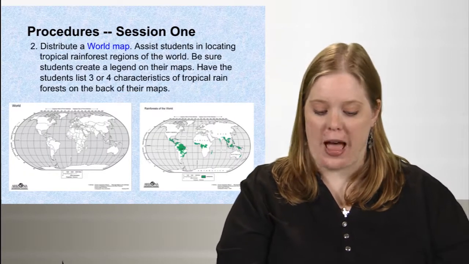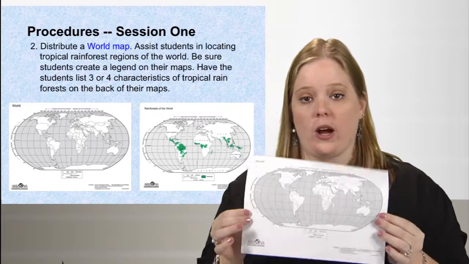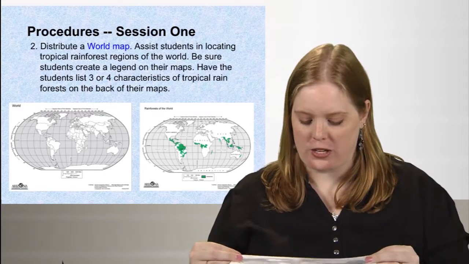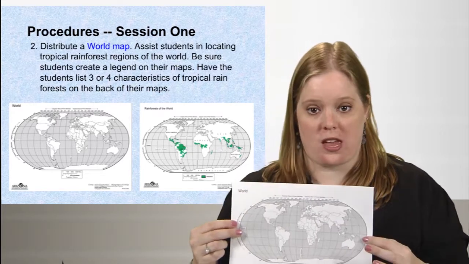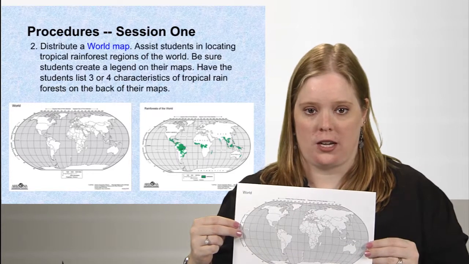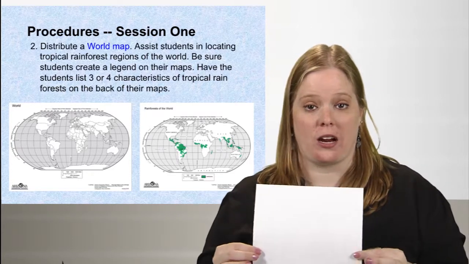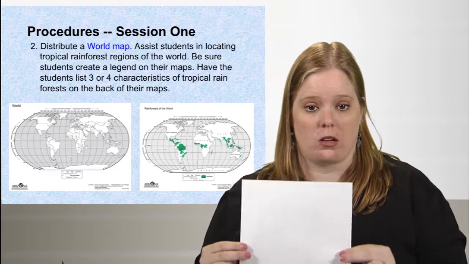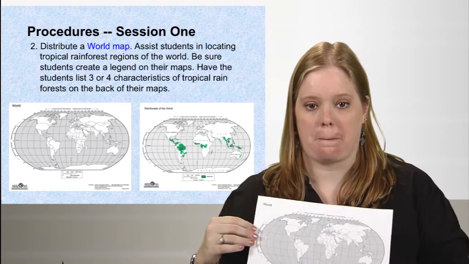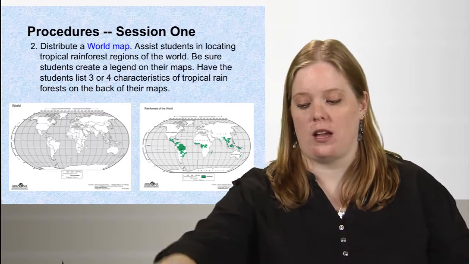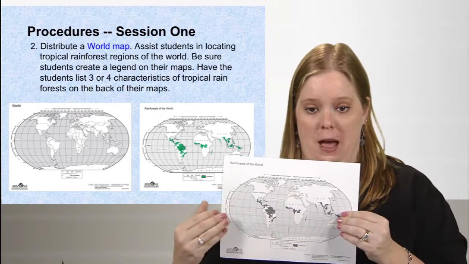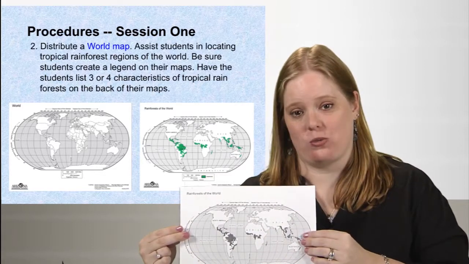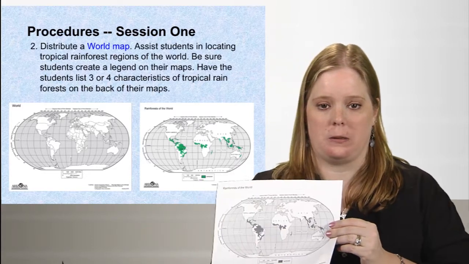You're going to distribute a world map. There are 2 world maps in this lesson. One is a blank one, where you first give the students a blank one and have them create a legend. Have them think and discuss where they think these tropical rainforests are. On the back, have them write 3 or 4 characteristics, maybe some that they read in the article or some that they know on their own about these tropical rainforests. Included in the packet is a copy of the map that has the correct locations of the rainforests on it. This will allow you to guide the students to the correct locations.